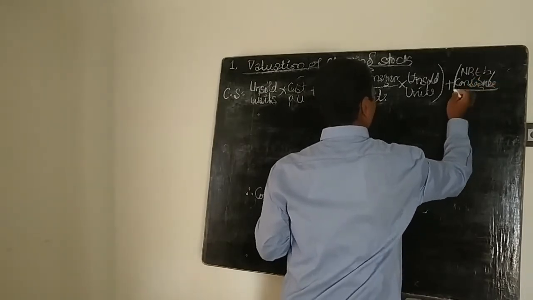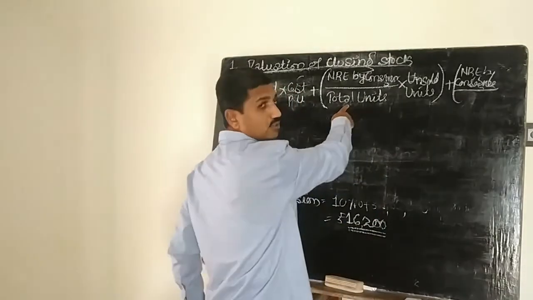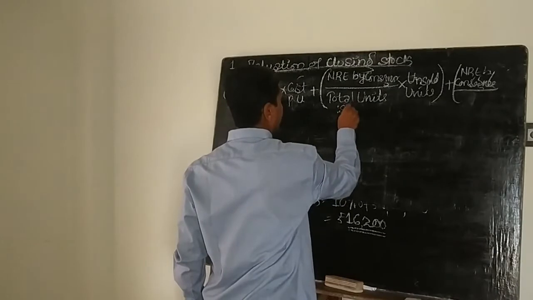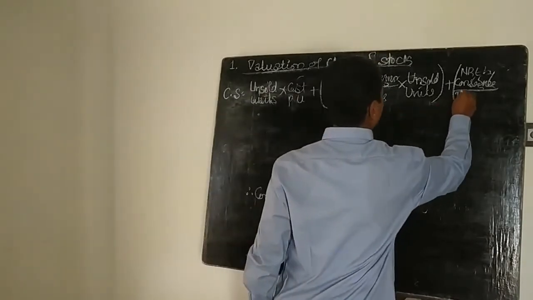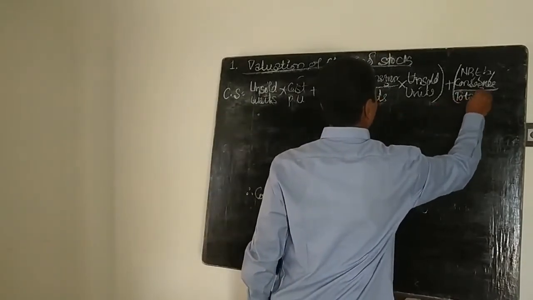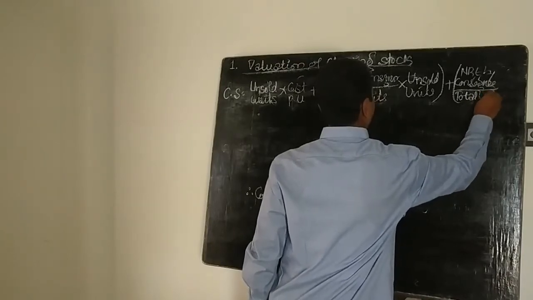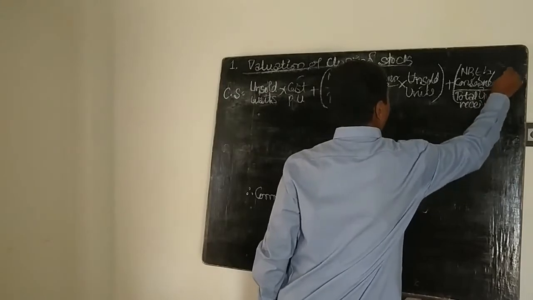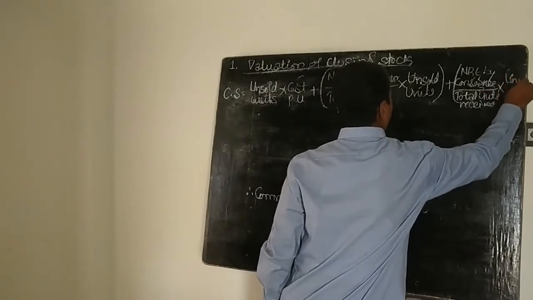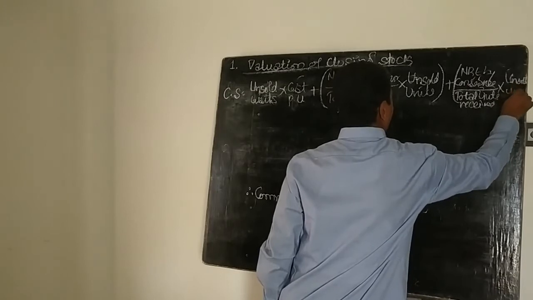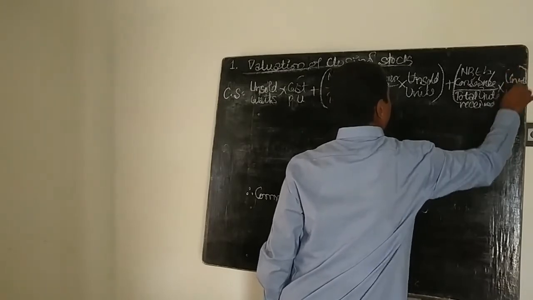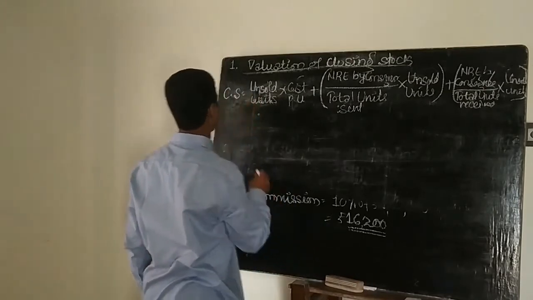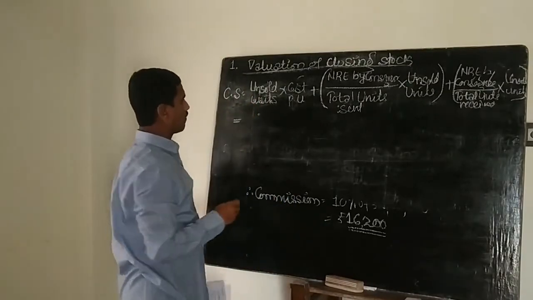divided by, now you must be very careful here. I have written here total units received, total units sent. Here it is total units received. Multiplied by unsold units, close the bracket. So now let us substitute the values in the formula.